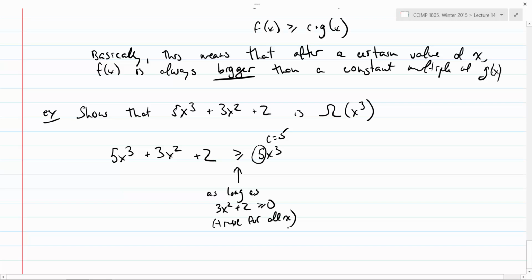So if it's true for all x, I would say take k to be 1. So I have c equals 5 and k equals 1. And I'm done. Yeah? When you say lower bound, do you mean it's the best case?